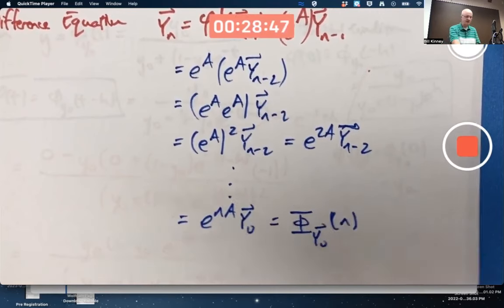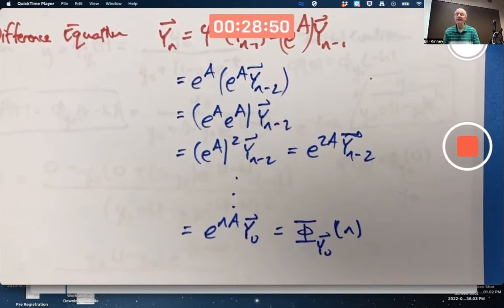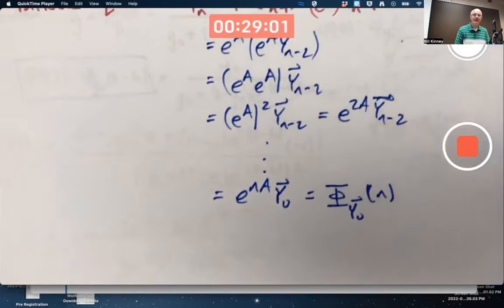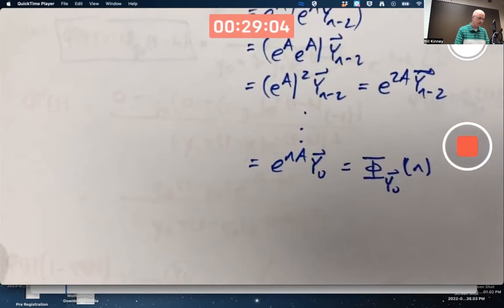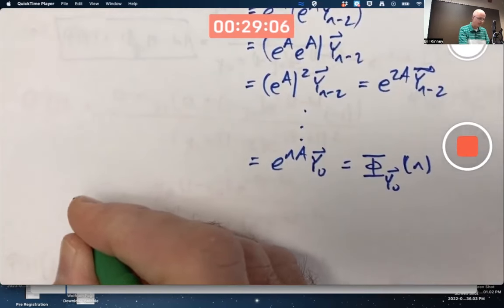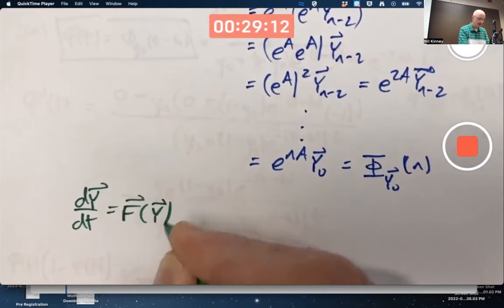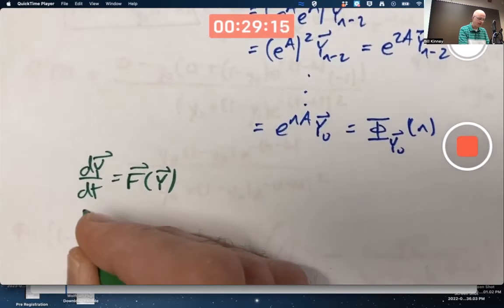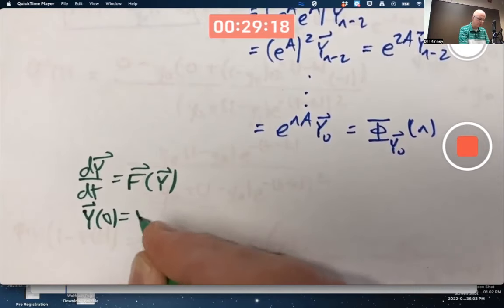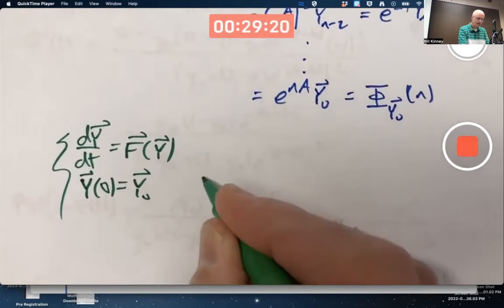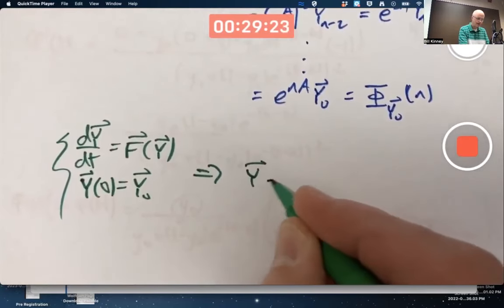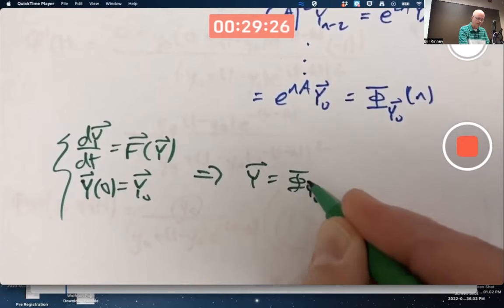This happens for linear systems for this reason. It also happens for nonlinear systems as long as they're autonomous, as long as the right-hand side doesn't depend on t. And it's for those autonomous equations that what's called the group property of the flow holds. I've mentioned this before. You got an autonomous equation, initial value problem, and you got the solution for that initial value problem written like this.